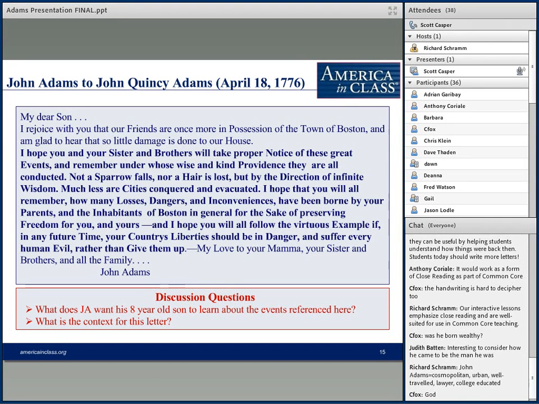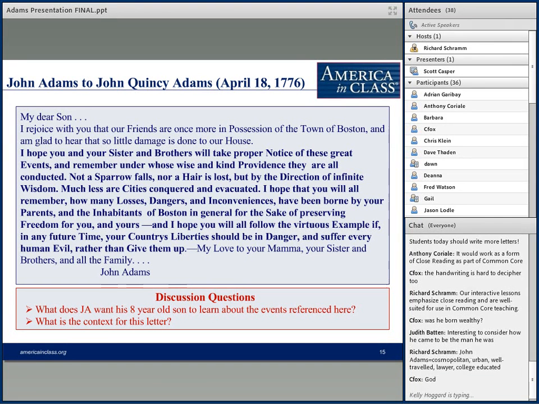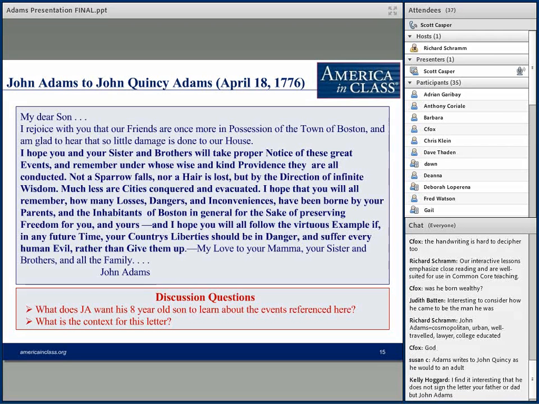The first thing you notice, as we see here, is yes, God. So we have from the very beginning of the bold-faced parts, remember under whose wise and kind providence they are all conducted. Providence, the direction of infinite wisdom. Several references there to a higher power. So we have here John Adams certainly attributing some of what's going on to divine providence. What else do you notice?